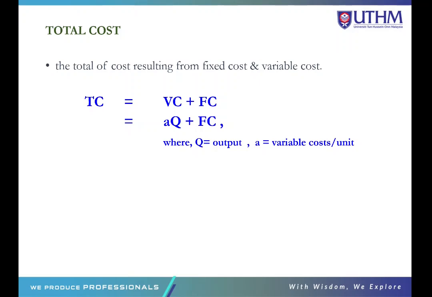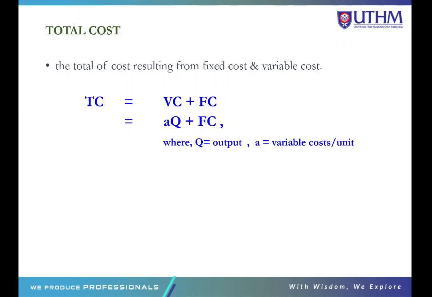This is the basic, very fundamental equation that I believe you're familiar with. When you look at it, we can call this a linear equation. Total cost is equal to variable cost plus fixed cost. The formula for the variable cost is A times Q, so total cost is AQ plus FC. A refers to the variable cost per unit and Q is the output.